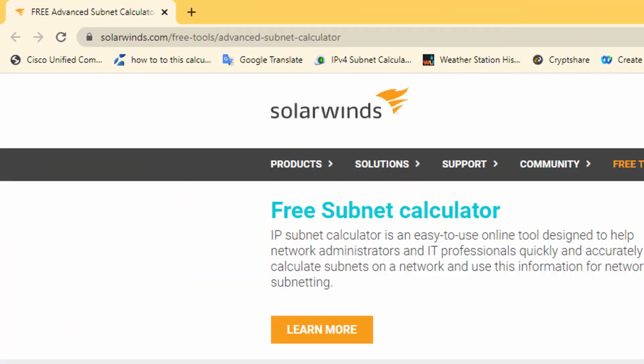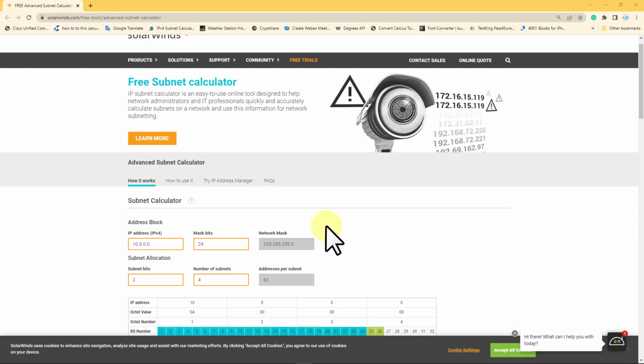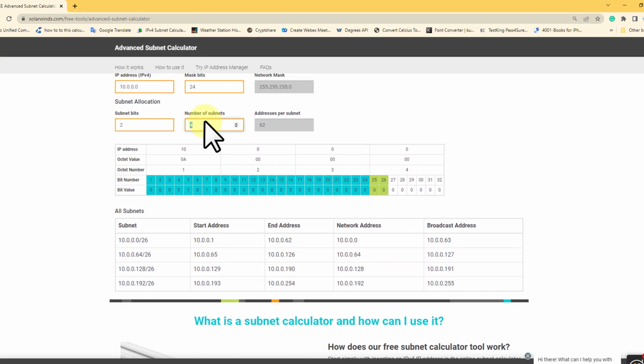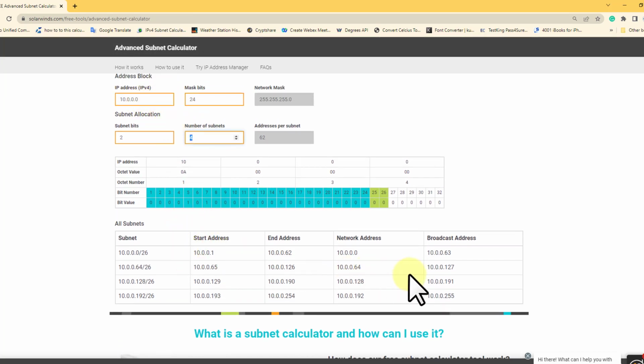I would like to share a very useful website which helps you to practice your knowledge. Here we have the IP address, and here we put the CIDR notation, and then you can choose how many networks you would like to have. In our example, we put 4 for this IP address, and it calculated for us all the possible networks for this IP.